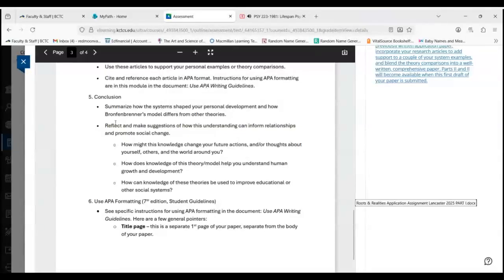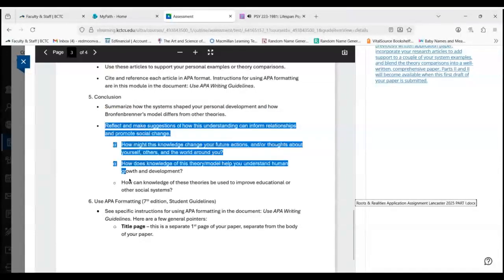In the conclusion, make sure you cover these points. So summarizing the systems, how they shaped your development, you probably have that. Everybody did that pretty well. You'll want to also mention how the model differs from the other theories. That has to be included. That was not, of course, in your original paper. But you really need to write a couple of sentences about this.